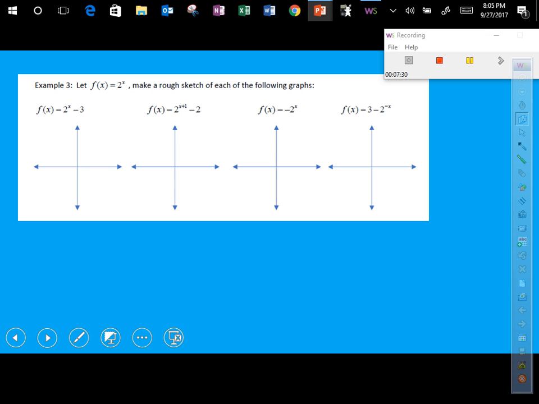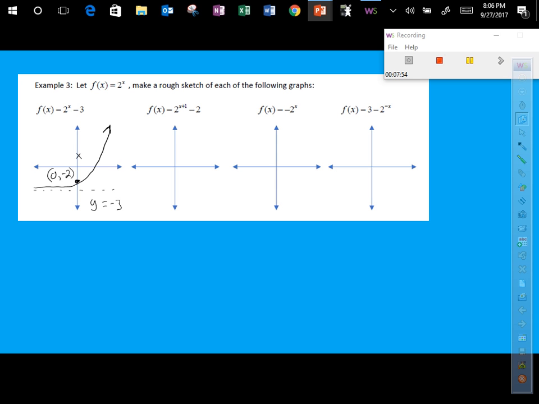So instead of having an asymptote at y equals 0, I'm going to have an asymptote at y equal negative 3. It's going to take that normal point that was at 0, 1, and it's going to move it down 3 units. So it's now going to be at 0, negative 2. And I'll just label that for you. So there's what that graph's going to look like.